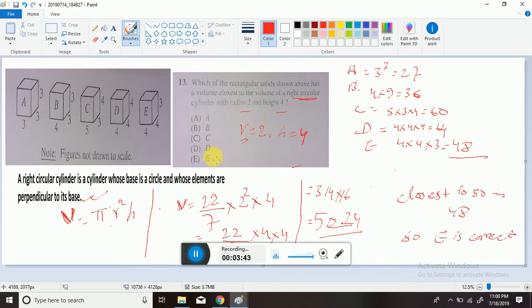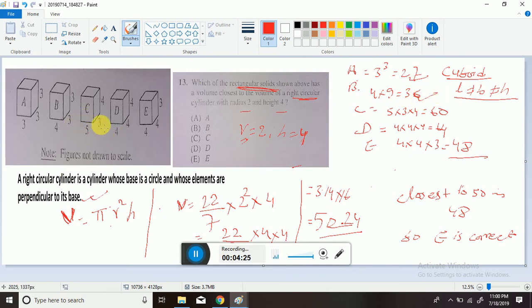Now what is provided to us is the rectangular solids closest to this. Rectangular solids means cuboids, not cubes. Cuboid means L, B and H are all different. Now let us see from A. A is a cube with all components 3, so volume equals L into B into H, that is 3 cube, which is 27. For B we get 4 into 3 into 3, that is 4 into 9, 36.